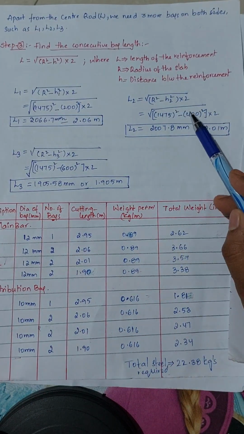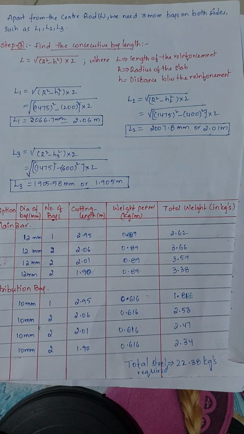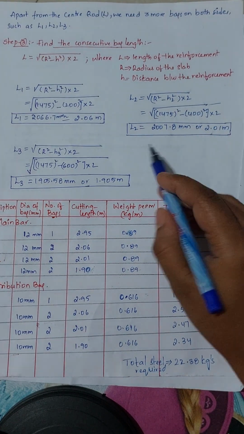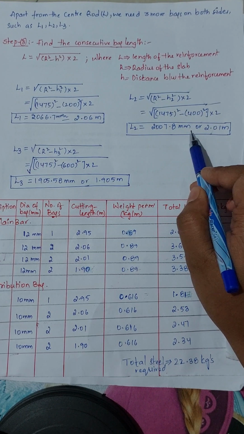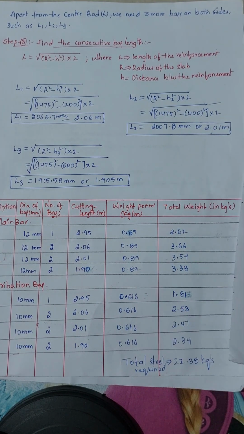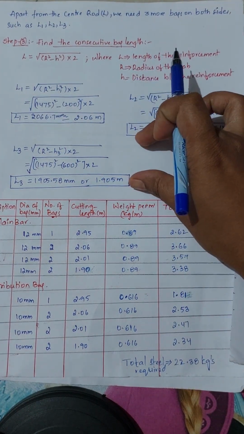So minus 400 mm whole square into 2 we have to do. So L2 equals 2007.8 mm, which is 2.01 meters we will get. In the same way we have to calculate for L3 also.